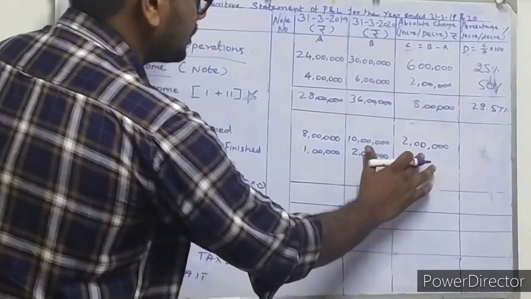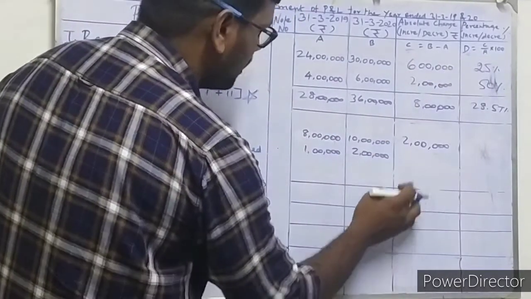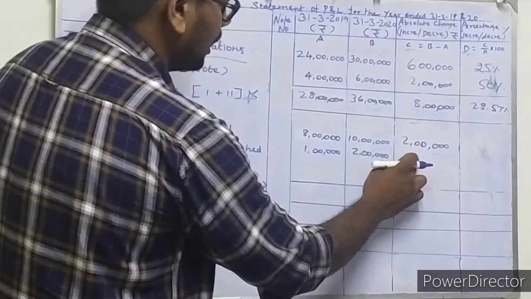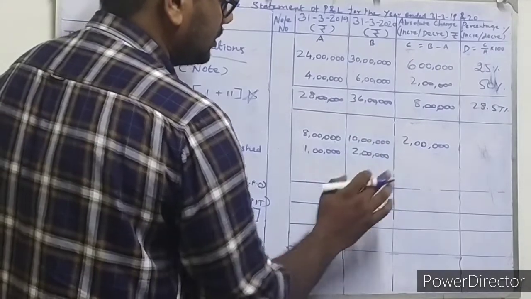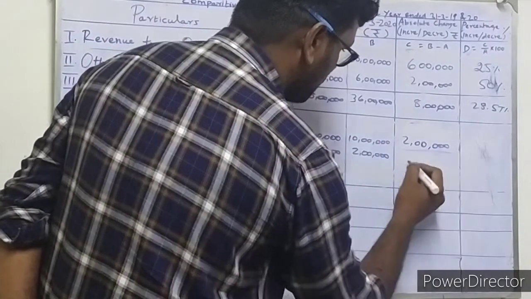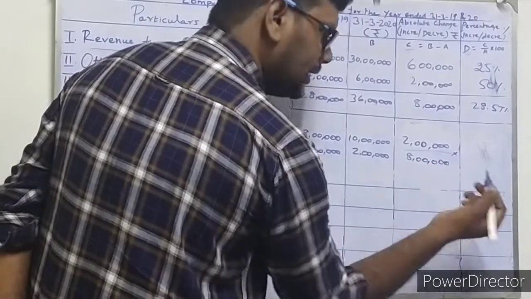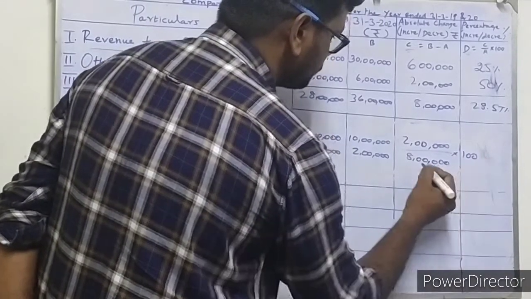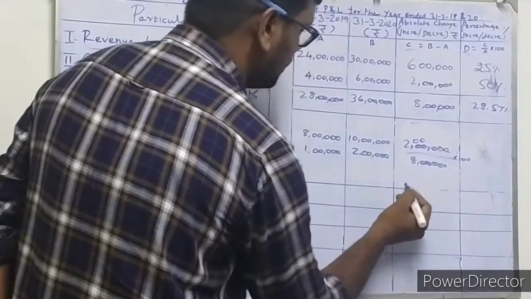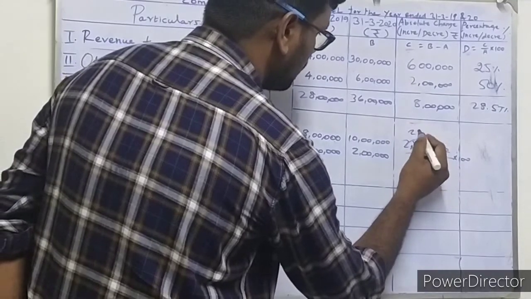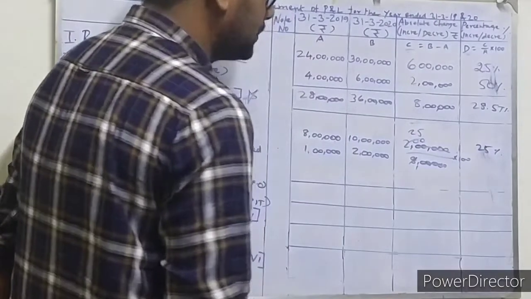So 2 lakh rupees divided by 8 lakh rupees into 100. As per this formula, absolute change is 2 lakh rupees. Absolute change divided by previous year or base year into 100. That is the formula. So 2 lakh rupees divided by 8 lakh rupees. For your better understanding, I am doing the calculation over here itself, then I will rub it. So all 5 have gone. Multiplied with 100, 25%. 25% is increased compared to the previous year.